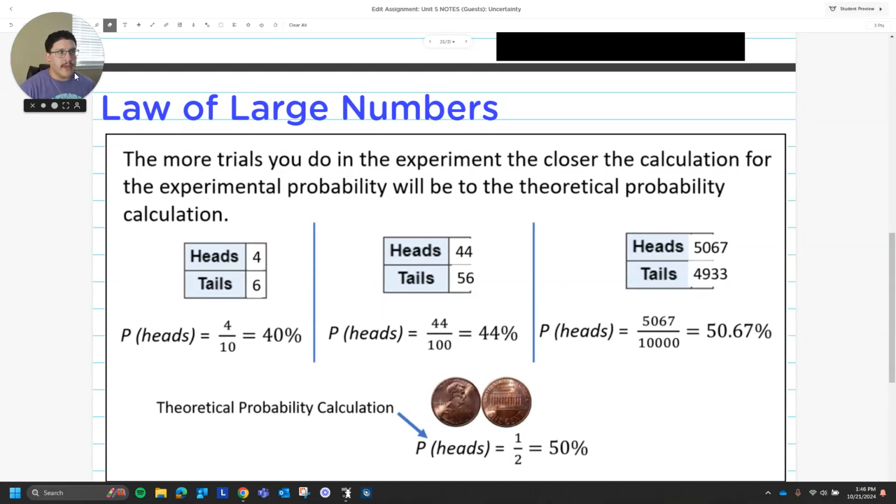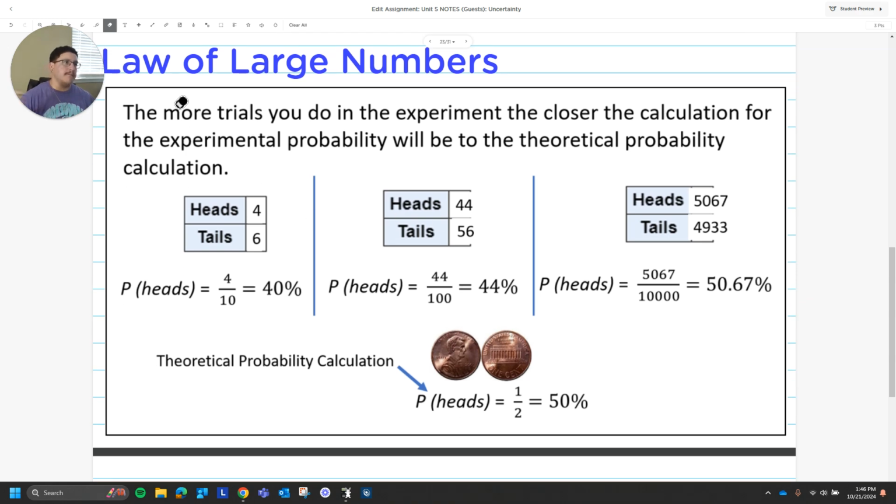Okay, one final thing before we end the notes. Law of large numbers. So the more trials you do in an experiment, the closer the calculation for the experimental probability will be to the theoretical probability calculation. What does that mean? The more trials you do, the closer it will be to the actual theory of the probability. The theoretical probability of flipping heads is 50%. So 1 out of 2.